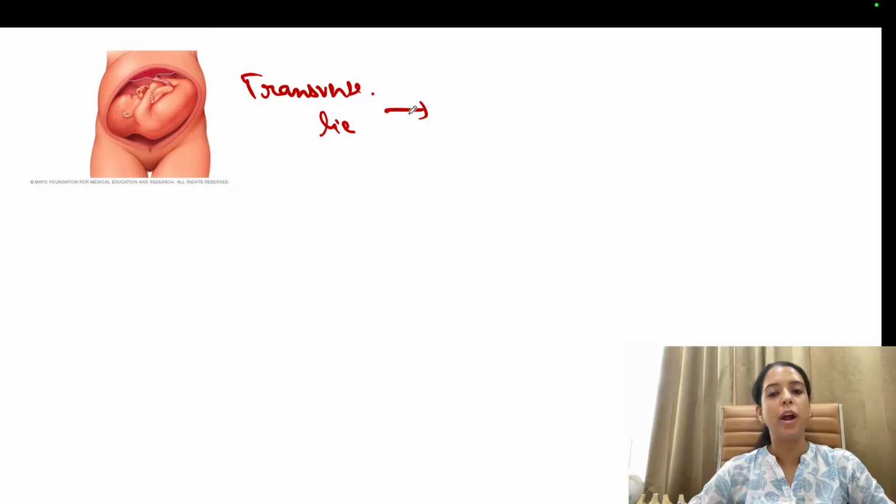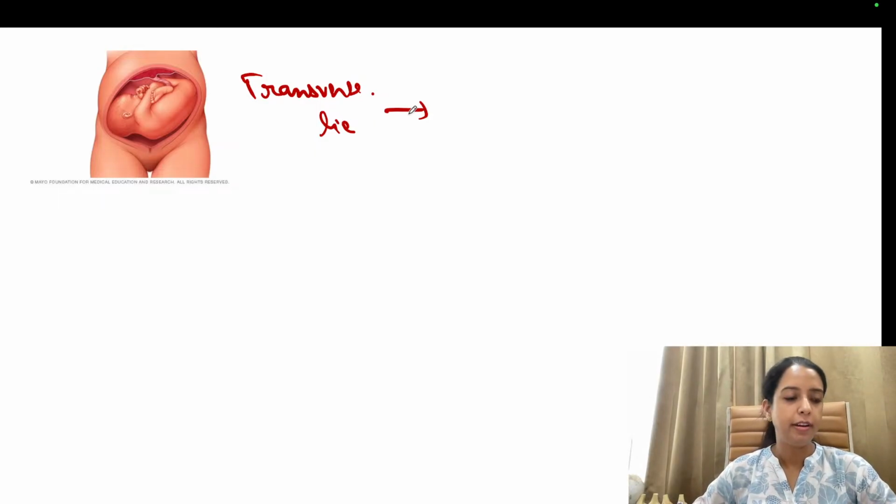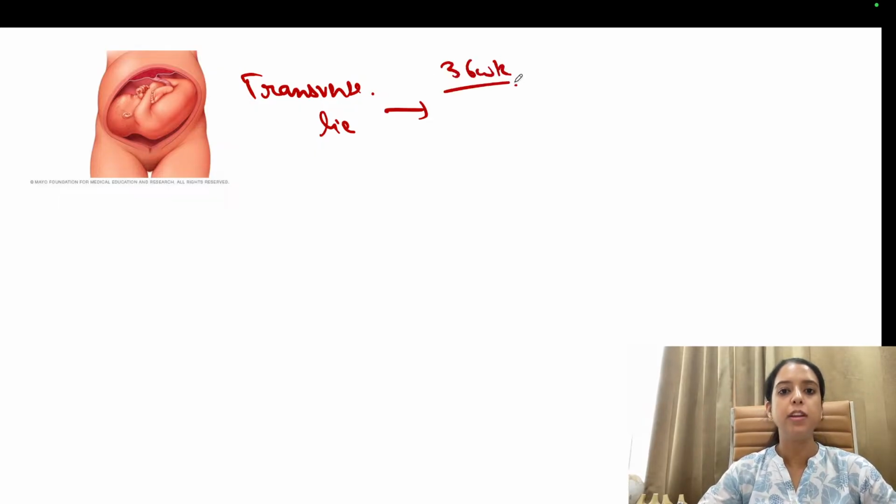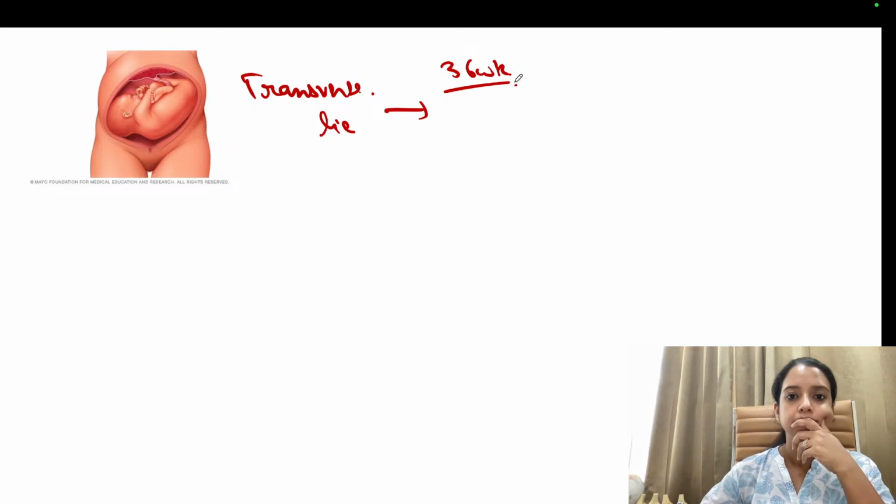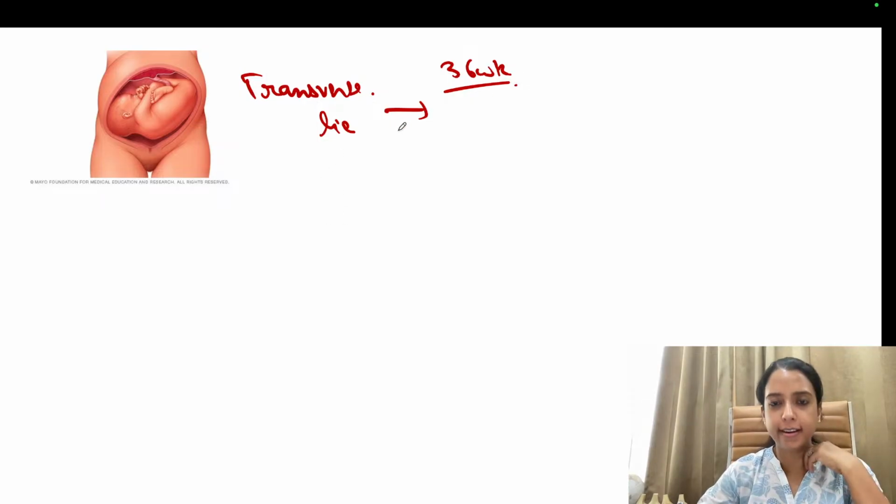A patient comes to you at 36 weeks. What will you do in this case? She is not in labor. So whenever you see a transverse lie baby, what is the first step you do at 36 weeks? What will you do? Will you do the cesarean? Will you try to pull it out vaginally? Will you try to do internal podalic version? What will you do in a transverse lie patient?